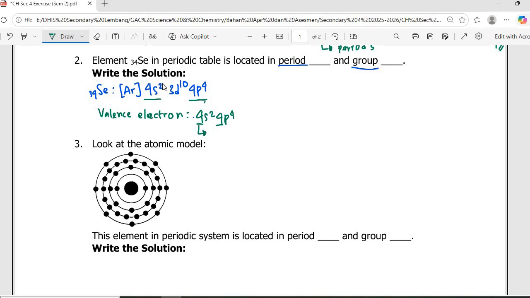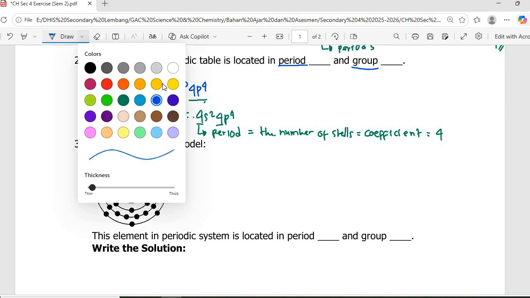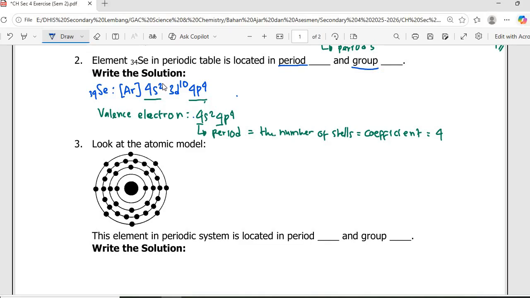Therefore, the period is the same as the number of shells, or the same as the coefficient. So the period is equal to 4. And how to determine the group? The group is the same as the number of valence electrons, and the valence electrons are 2 added with 4.